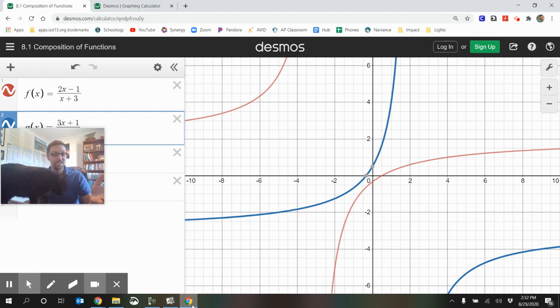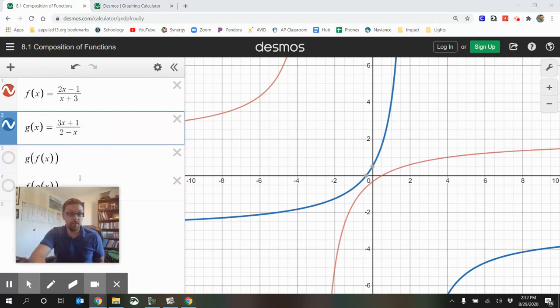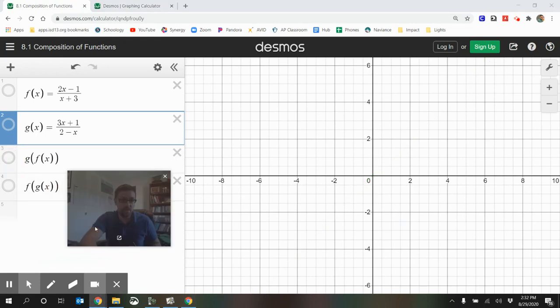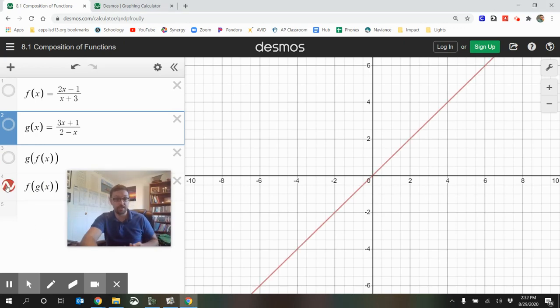So we want to figure out what would happen if we put these functions into each other. Cool thing about Desmos is it'll do that for you. So here I've got g of f of x. I'm going to get rid of those other two. And it turned out to be this straight line. Okay. What about if we do this the other way, f of g of x? Hey, that's also just a straight line. Oh, what cool things. So it's turning into just being x.